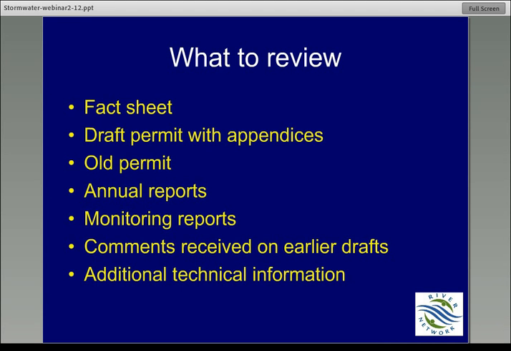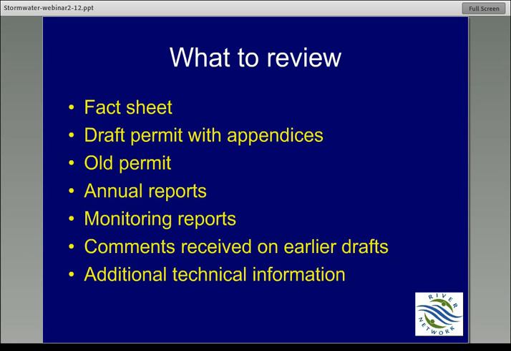And it's always useful to look through the fact sheet, and sometimes it's just as long, if not longer, than the permit. Sometimes it's called the rationale sheet or the statement of basis, in case you see that. Different states have different ways to label their fact sheet. The draft permit will be available when the comment period comes up, and there's usually a lot of appendices.